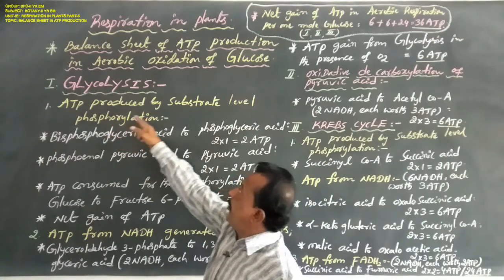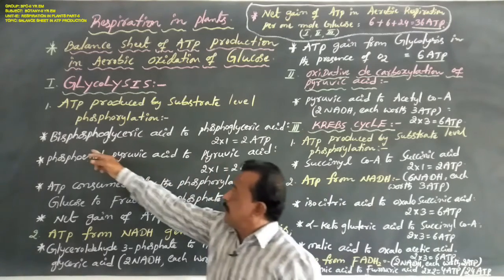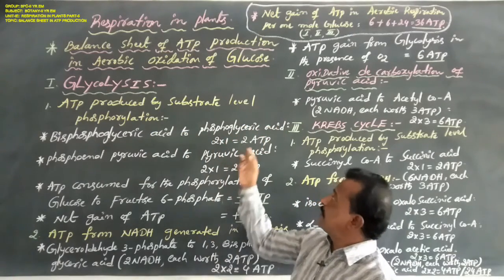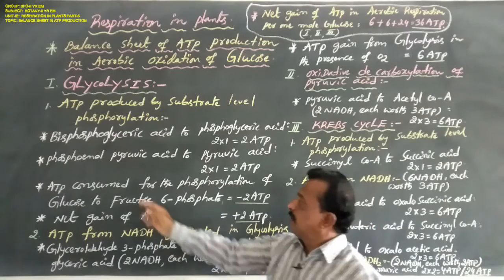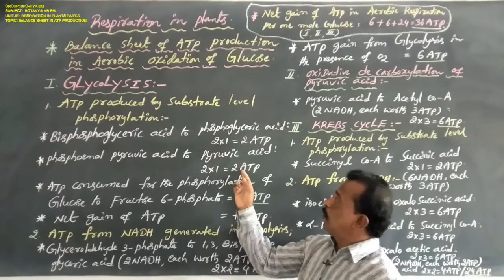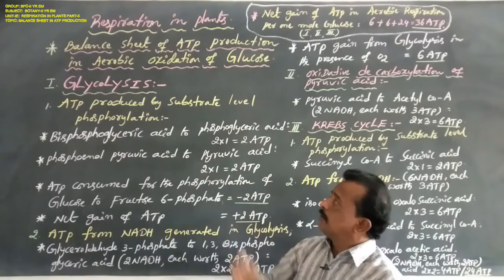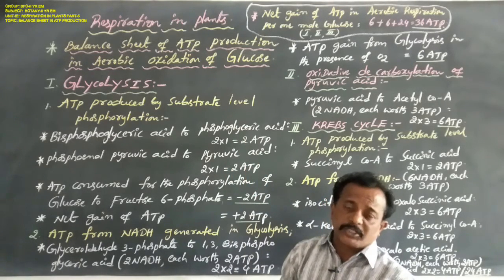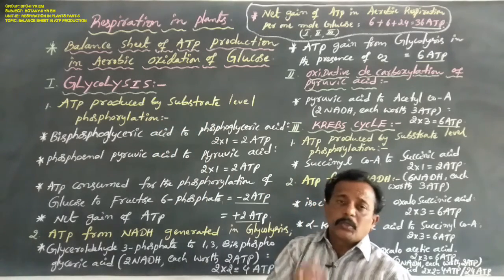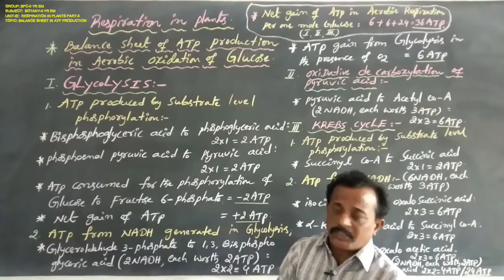Now, ATP is produced by substrate level phosphorylation. The conversion of bisphosphoglyceric acid to phosphoglyceric acid forms 2 ATP molecules, and phosphoenolpyruvic acid to pyruvic acid forms 2 ATP molecules. Totally 4 ATP molecules are formed by substrate level phosphorylation.